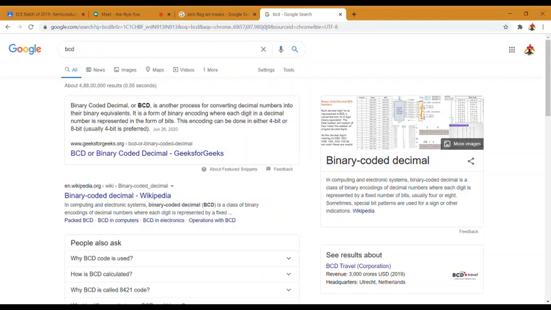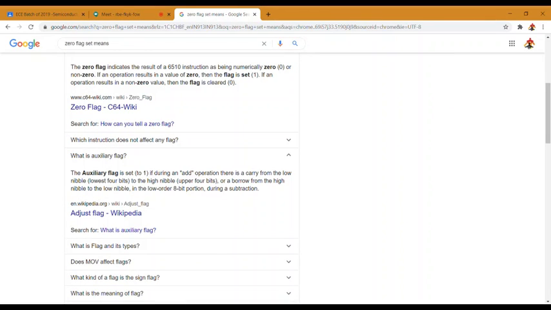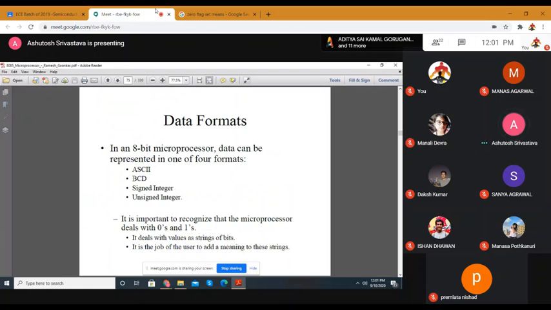ASCII came at a later stage. Initially, way back in the mid 1970s, when the 8085 microprocessor came into being, it was only talking about BCD, and as time progressed, ASCII also came up. So now your 8085 8-bit microprocessor can deal with both of these. BCD, signed and unsigned can be understood by your 8-bit microprocessor, so the data can be represented in any of the four forms.